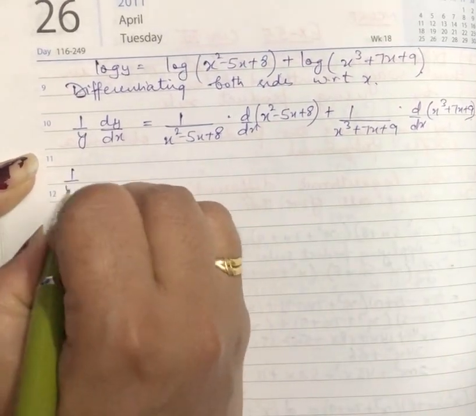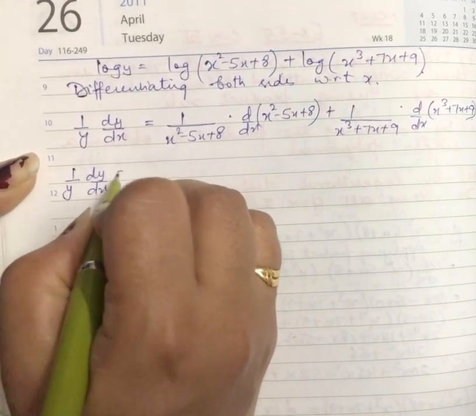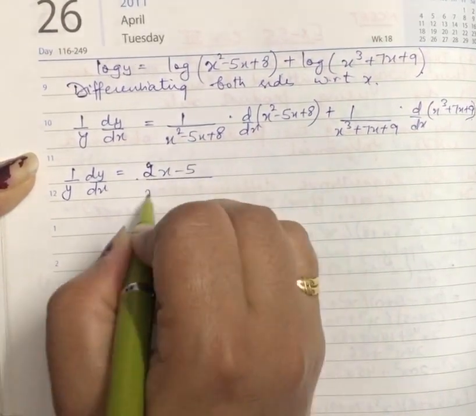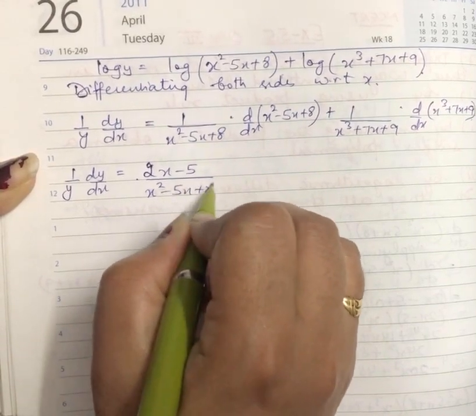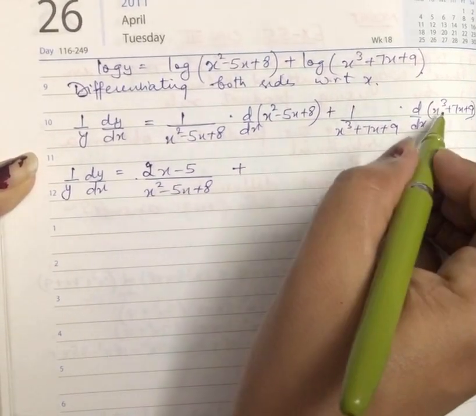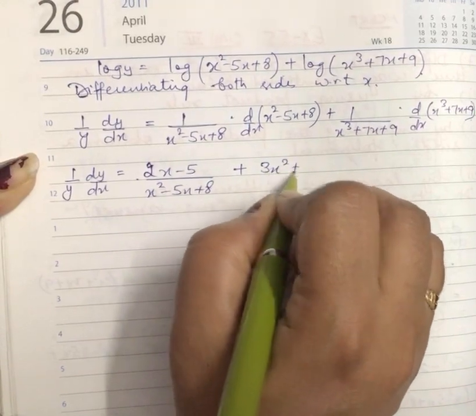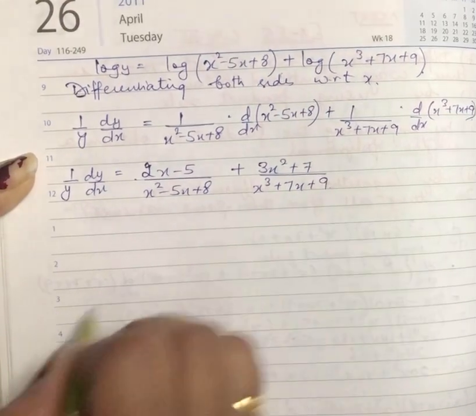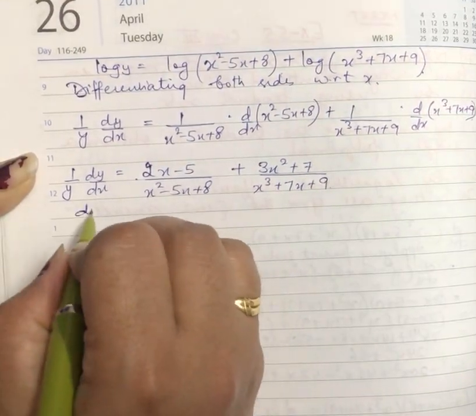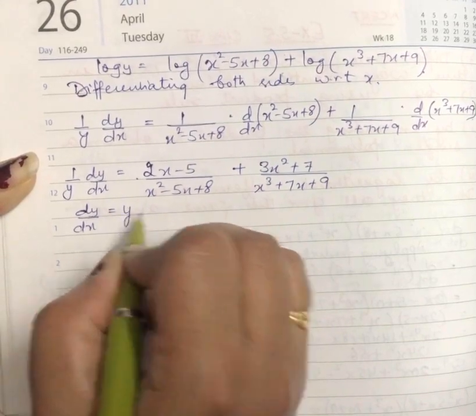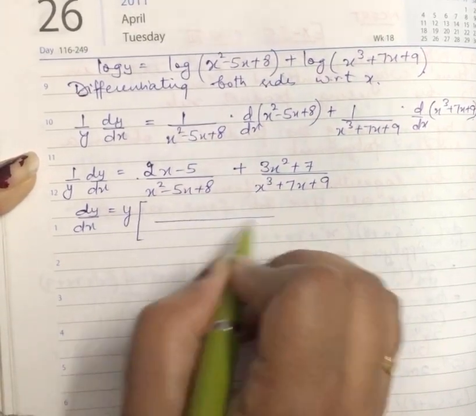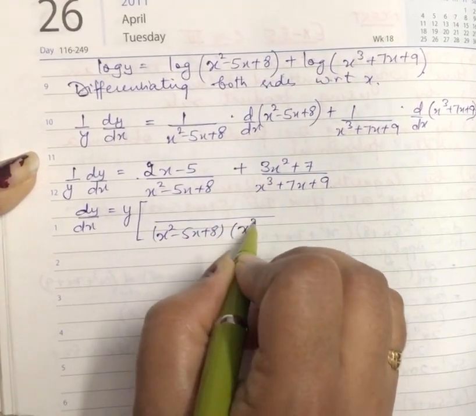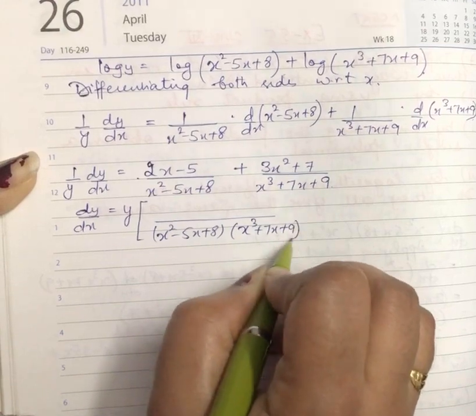So this becomes 1 by y dy by dx equal to derivative will be 2x minus 5 upon x square minus 5x plus 8 plus here the derivative will be 3x square plus 7 upon x cube plus 7x plus 9. So this can further be written as dy by dx becomes, take y to the right hand side, taking the LCM, x square minus 5x plus 8 and x cube plus 7x plus 9.